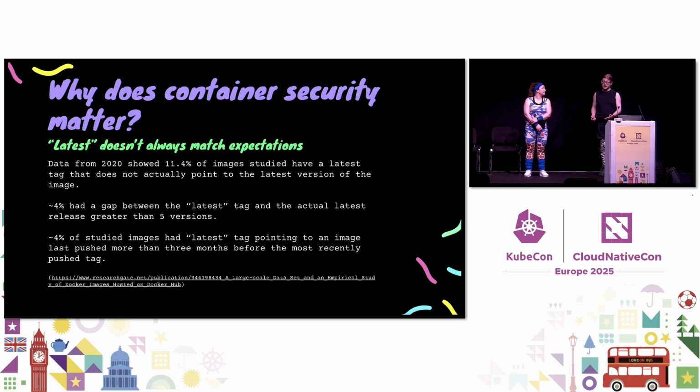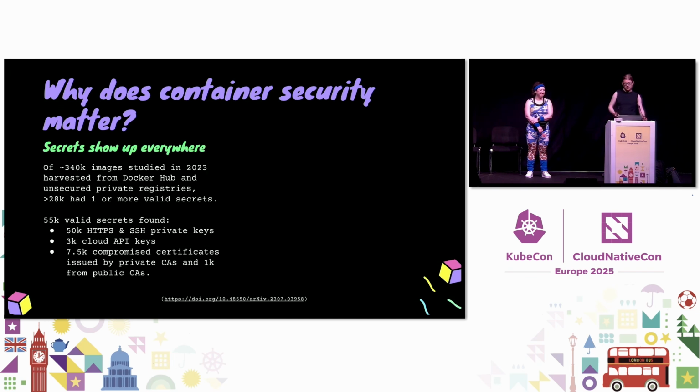This study found that nearly 12% of images that they looked at had a latest tag that doesn't point to the latest version, and about 4% had a gap between latest and actual latest of more than 5 versions. So there is kind of a problem here.